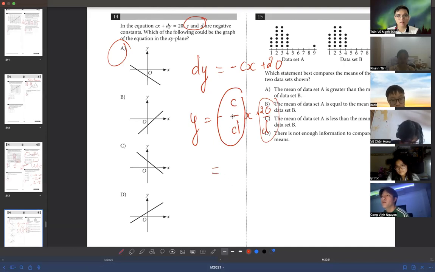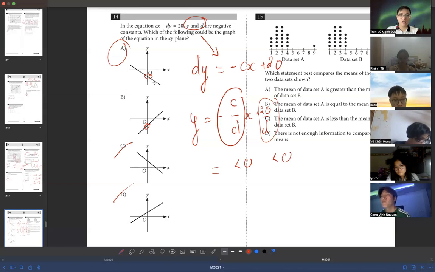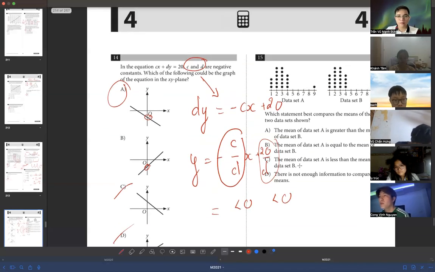Yes, because d in itself is negative, and minus c over d, the signs cancel out, so it remains negative. So this is smaller than 0. This is also smaller than 0. So firstly, it goes down and the y-intercept is smaller than 0. So D and C are out and you choose A. Very good. Next up, 15.